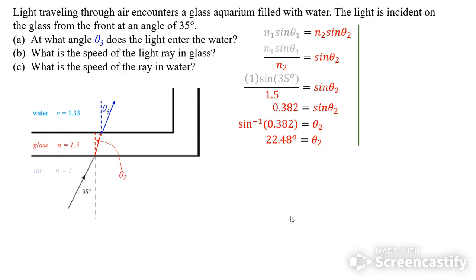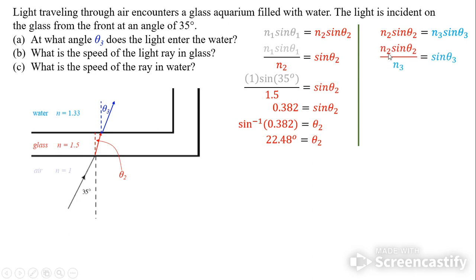And then the next step would be to go from glass to water. Pretty much exactly the same process, except now we just substitute different values in, since we're going from glass to water. And ultimately, part A asks us to find theta 3, which is the refracted angle in water. So instead of starting from air, we just start from glass to water.